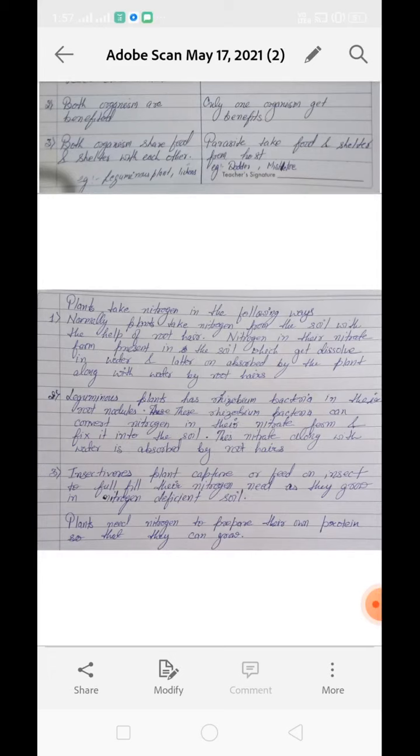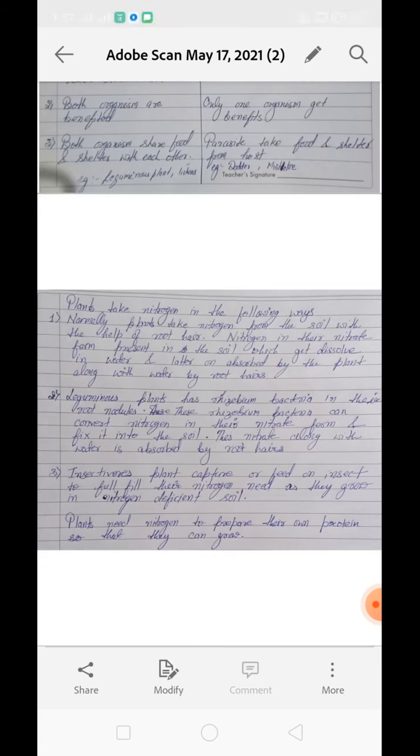First, normally plants take nitrogen from the soil with the help of root hairs. Nitrogen in its nitrate form is present in the soil, which gets dissolved in water and later on is absorbed by the plant along with the water by root hairs.